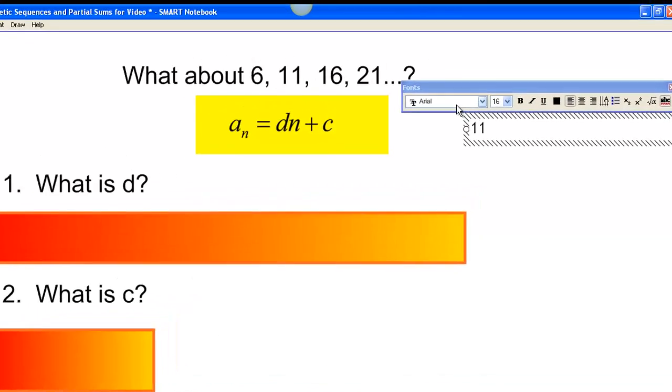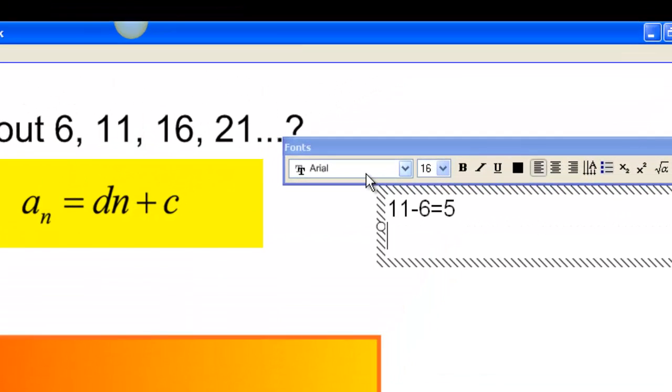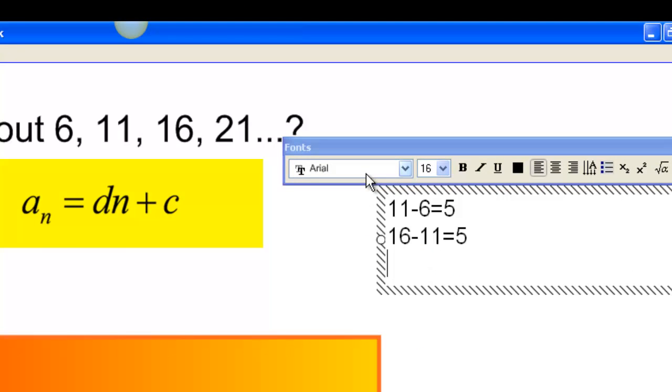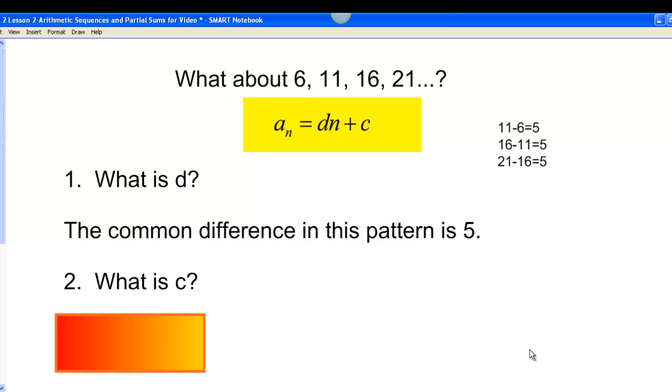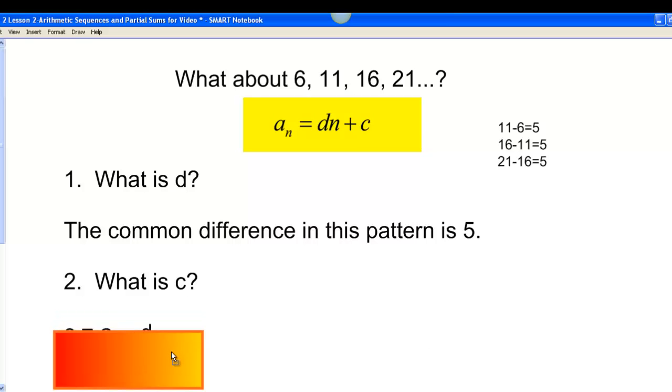So if I take 11 and I subtract 6, it yields 5. If I take 16 minus 11, it also yields 5. If I take 21 minus 16, it yields 5. So my common difference in this pattern is 5. So far I have a sub n equals 5n plus c. But now I have to find c.